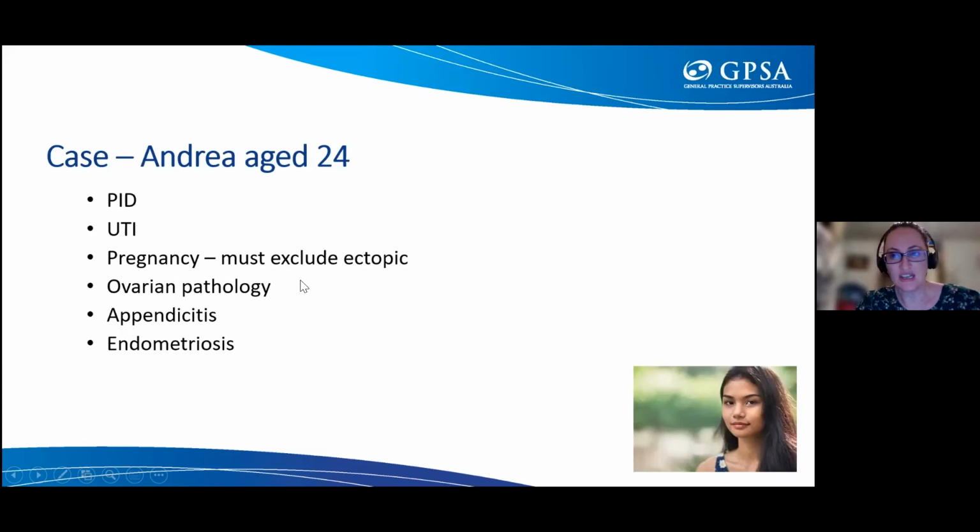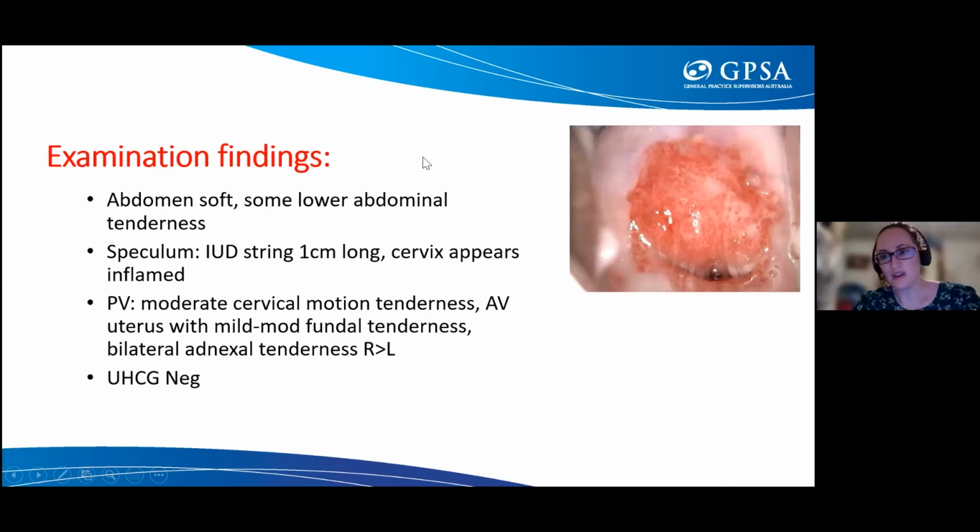Ovarian pathology, appendicitis and endometriosis are some other important differentials to consider, certainly endometriosis being much less acute. BV, certainly that will give her the discharge, but BV would not really be a cause for dyspareunia and pelvic pain. But that said, BV alone would not explain this whole presentation, I guess is the short answer.